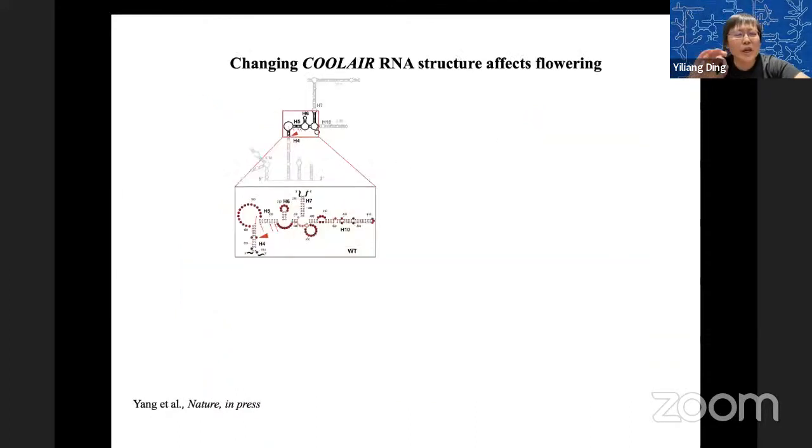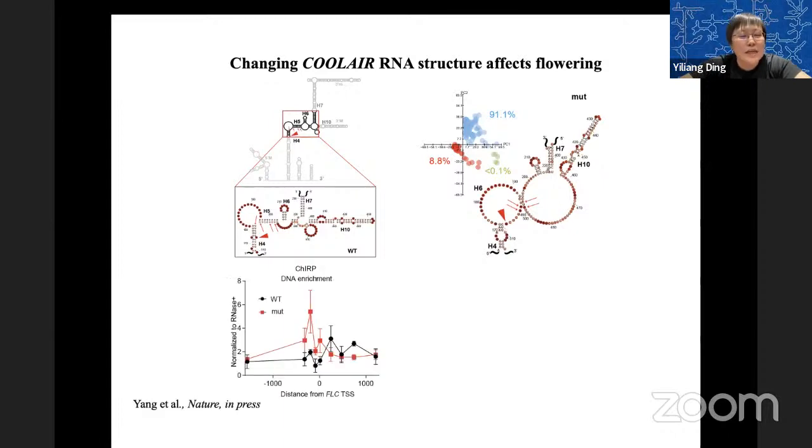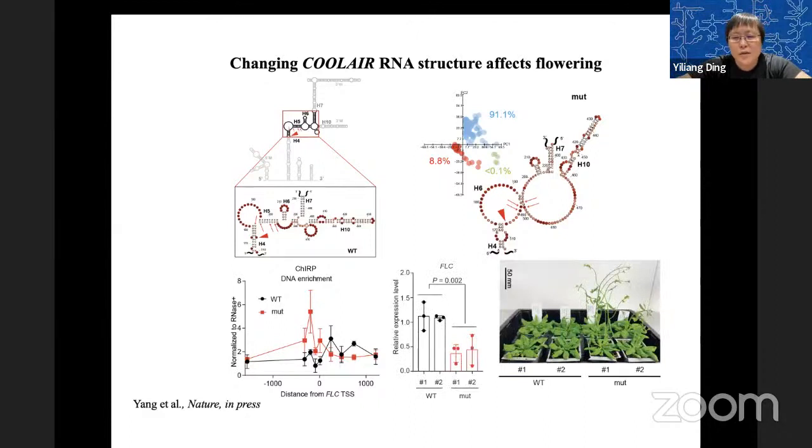Now we're wondering what happens if we change this structure. So we selected the region that is the most variable across all the RNA conformations, and disrupted the structure, making it single-stranded like a bubble. Then we got this mutated plant and evaluated what happens to COOLAIR function. We found that this mutated COOLAIR is associated with the FLC chromatin more than the wild type. This greater association with FLC chromatin causes a bigger suppression of FLC expression, and of course gives an early flowering phenotype.